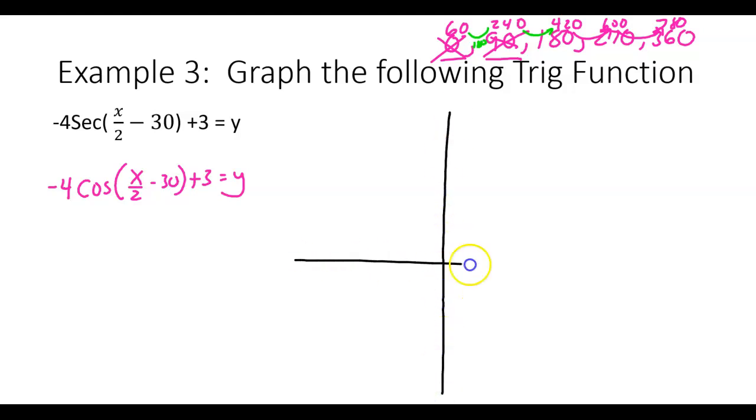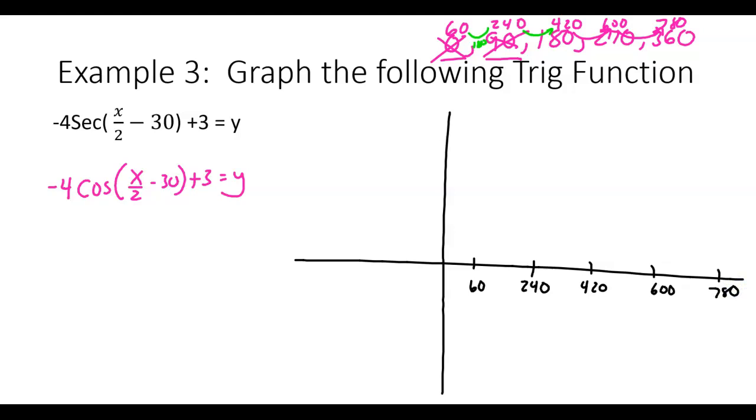So all my angles are positive. My first one is at 60 degrees. The next one is at 240. The next one's at 420. The next one's at 600. And the last one's at 780. All right, so there's my angles. That's the end of step one.